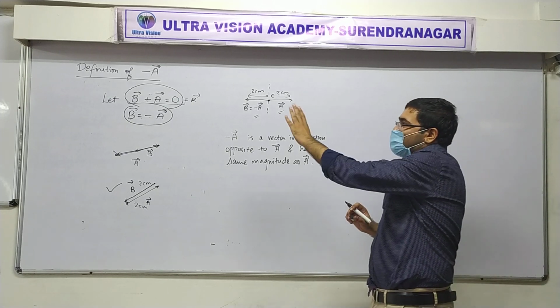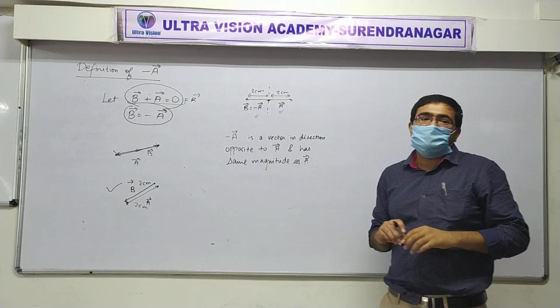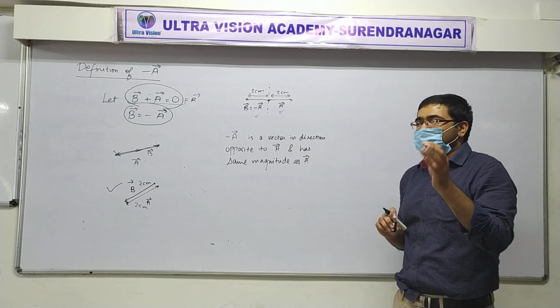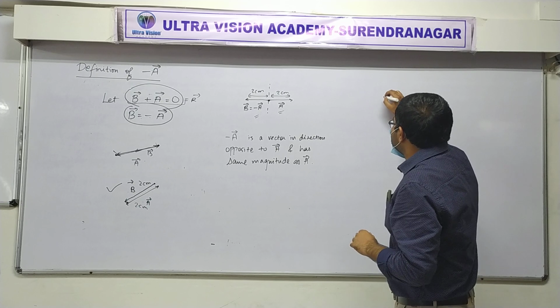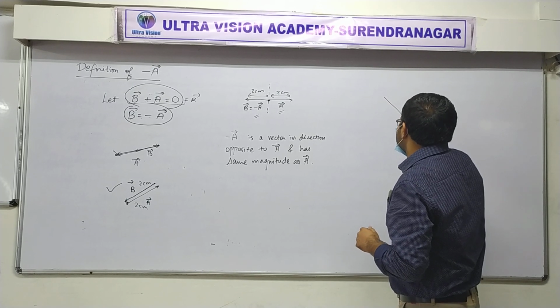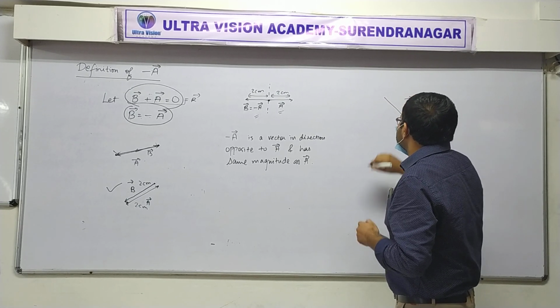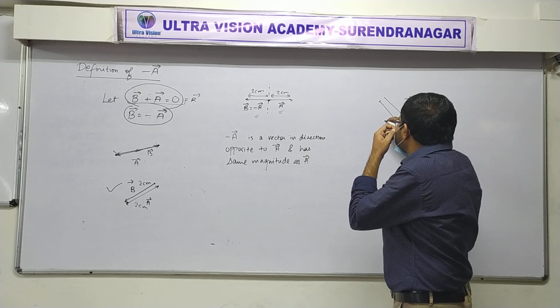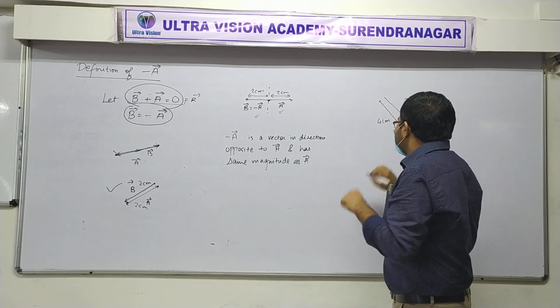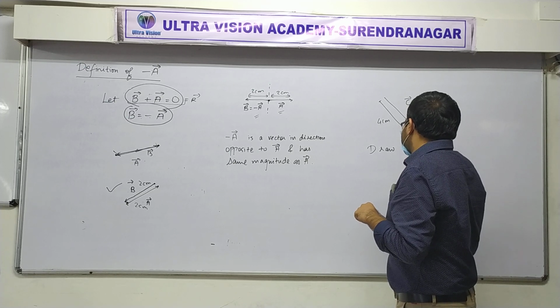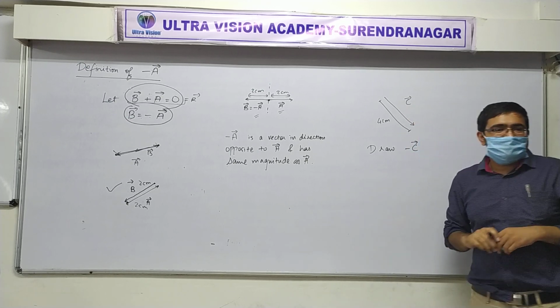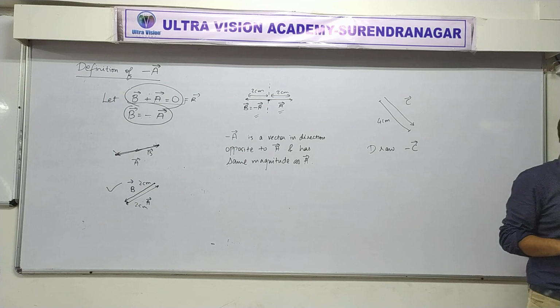So this is the meaning of minus A vector. This is the definition. Whenever someone says minus A vector, this is what it means. So suppose we want to test what you have learned. Here is C vector whose length or magnitude is, let's say, 4 centimeters. Can you draw minus C vector in your notebook? Draw C vector first and then only draw minus C vector.